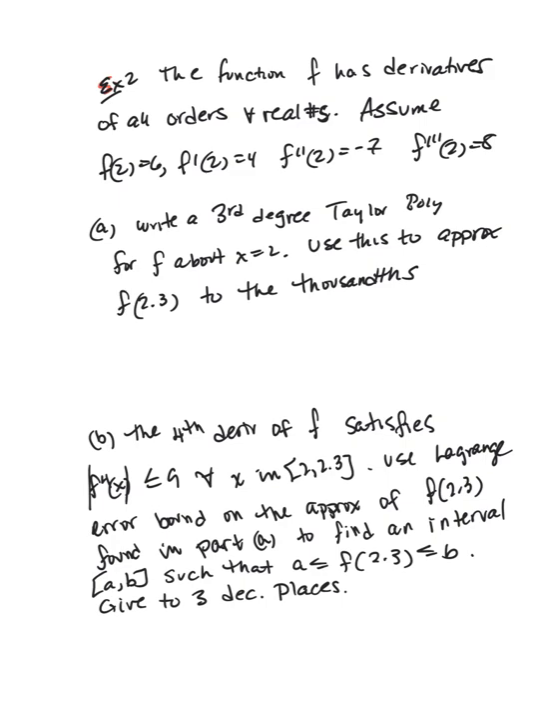The function f has derivatives of all orders for all real numbers. Assume that f of 2 is 6, f prime of 2 is 4, f double prime of 2 is -7, f triple prime of 2 is 8. We're going to write a third degree Taylor polynomial for f. Third degree, this is not a series, it's a polynomial, so it's an approximation. So we're going to have f of x is about the third degree Taylor polynomial.